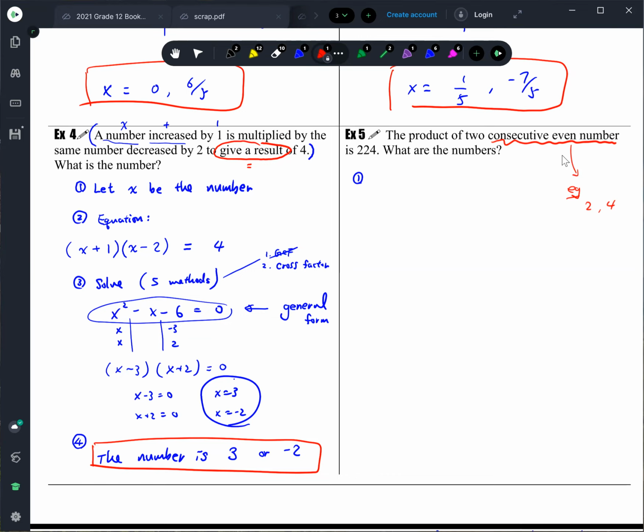Product means multiply. You want to multiply two even numbers and make 224. So 2 times 4 is only 8, right? So it has to be bigger. So of course you can do guess and checking, but sometimes you might miss the answer, okay? So for example, you can try, what do you want to try, Jenny? What other example could work for 224?